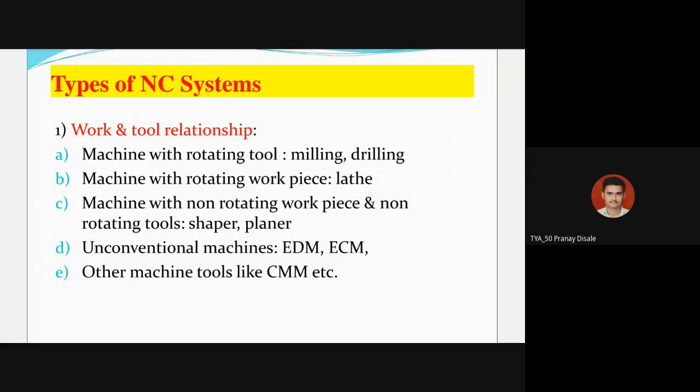Other machines look like the CMM. What is CMM? Coordinate measuring machine. This machine is also available, and the coordinate measuring machine is also a type of NC system. Now, how does CMM work? In CMM the workpiece will be stationary. A very good example of a CMM machine is the robots that are used in industry, in different industries. Suppose we consider a four-wheeler, for example the Ford industry, a four-wheeler manufacturing industry.